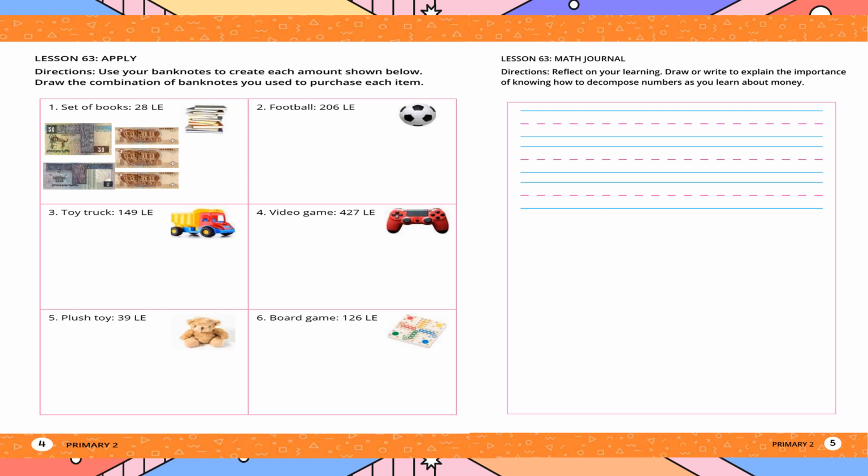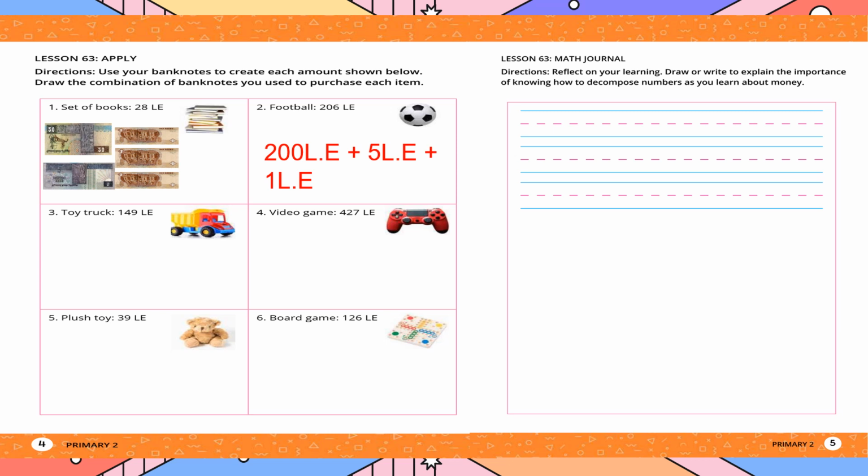Number 2, football for 206 LE. How can we decompose 206? 200. Do we have any banknote called 200? Yes. So we will put 200 LE. 6. Do we have any banknote called 6? No, but we have banknote called 5 and banknote called 1. So 200 LE plus 5 equals 205 plus 1 equals 206 LE.